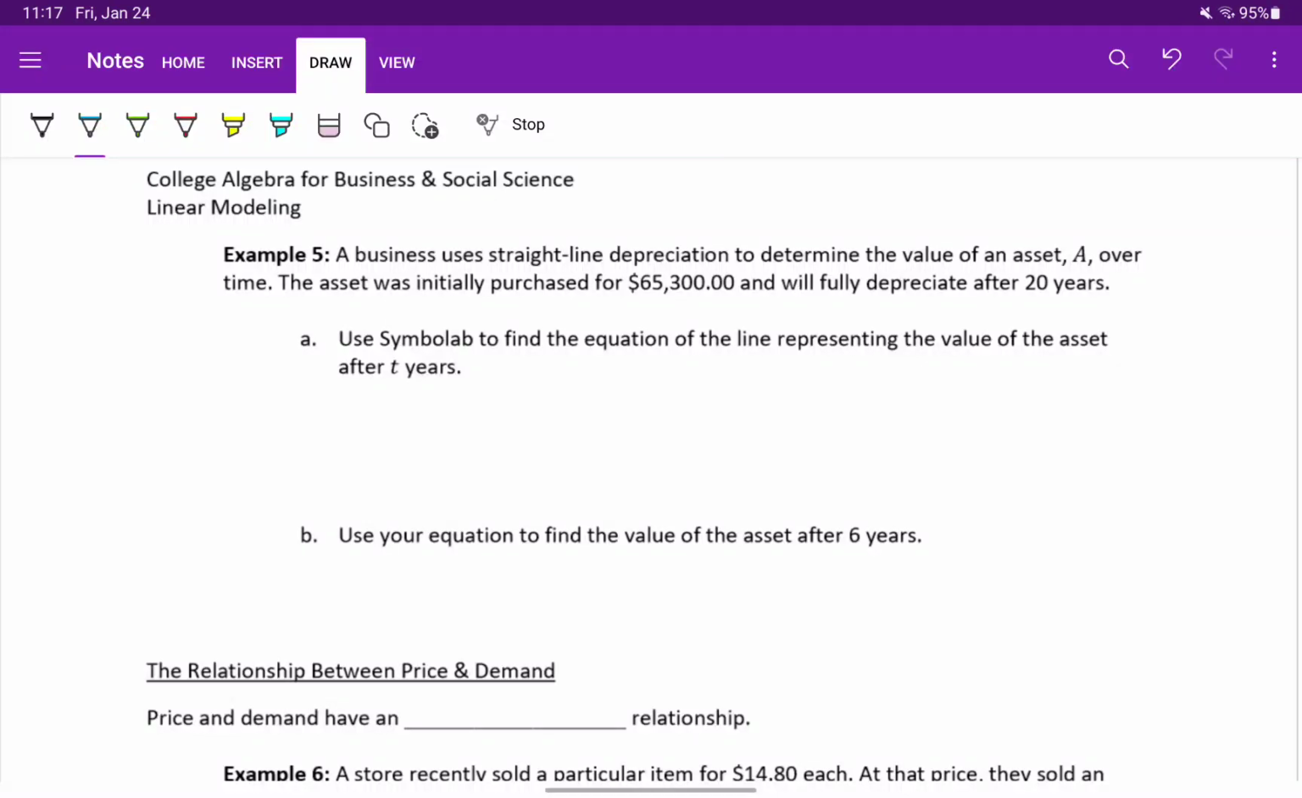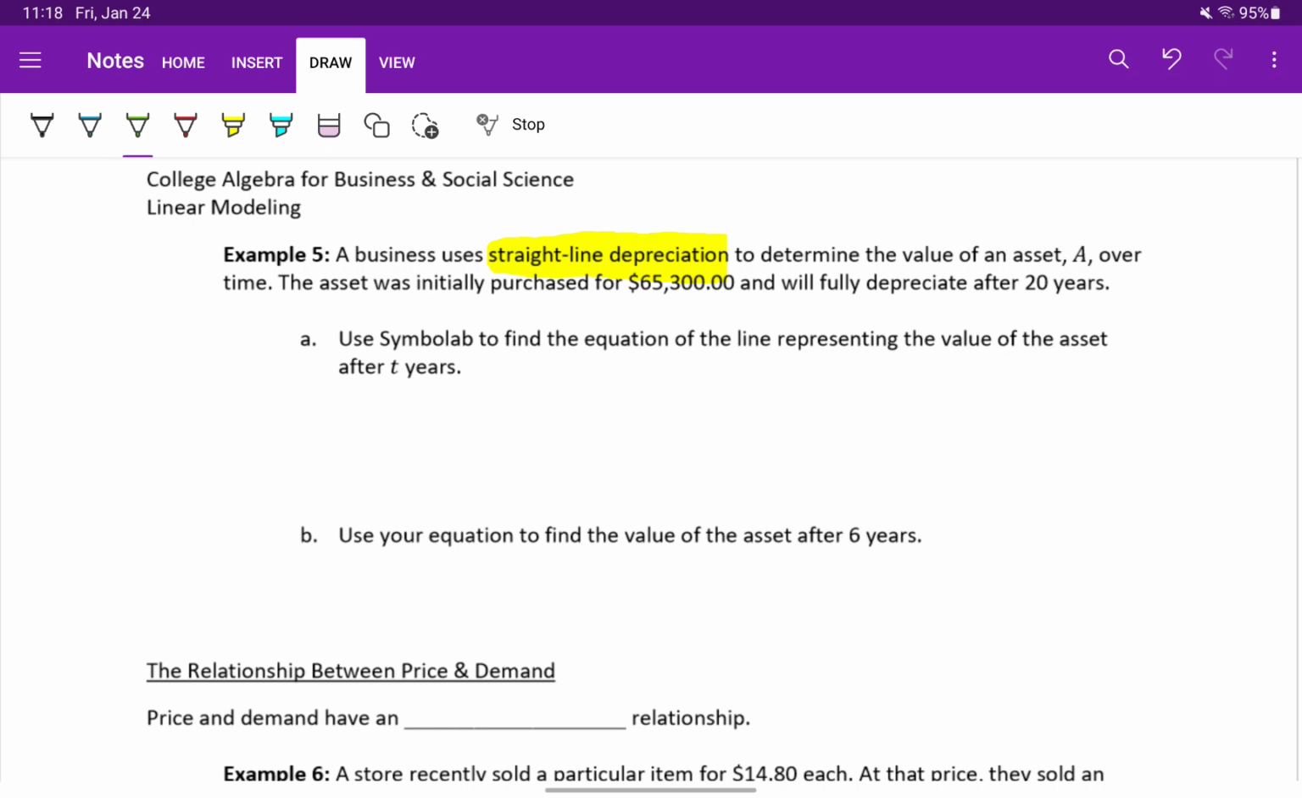In example 5, we have a business that uses straight line depreciation. So this is an indicator to us that this is going to be another linear relationship to determine the value of an asset A over time. The asset was initially purchased for $65,300 and will fully depreciate after 20 years. We want to come up with a linear equation representing the value of this asset after T years.